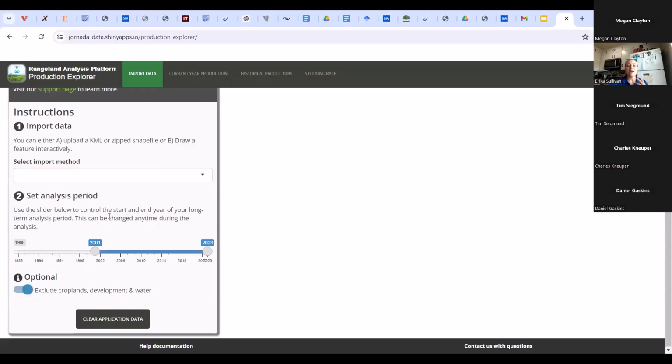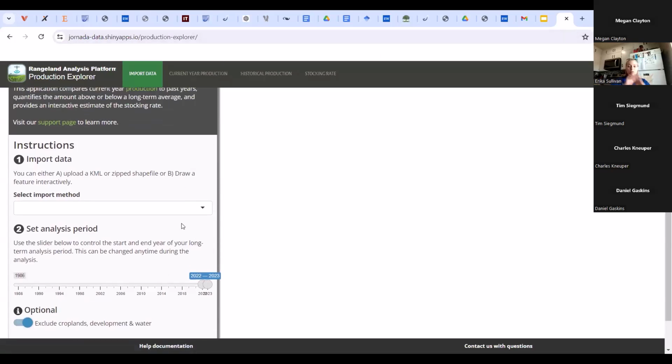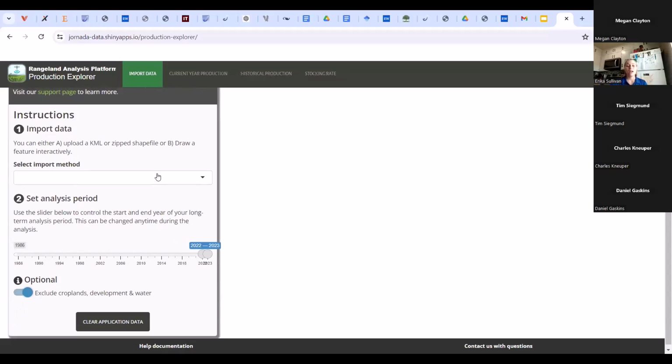But you can set the analysis period. So if you're only interested in what those numbers look like from 2022 to 2023, just make sure that you set the analysis period for that date, so you don't get confused, because once you set in these dates, those are the dates that you're going to use to look at your current year production, your historical production, as well as your stocking rate.